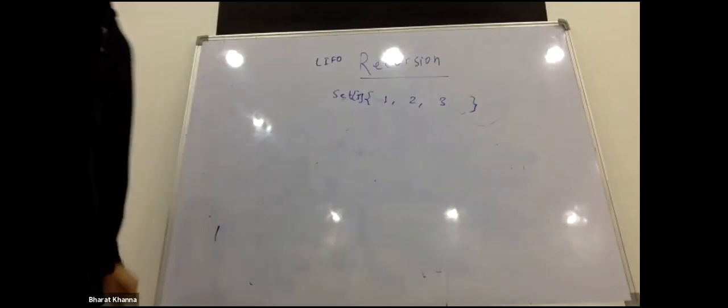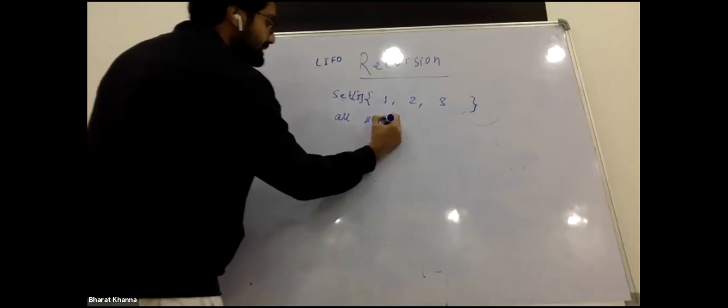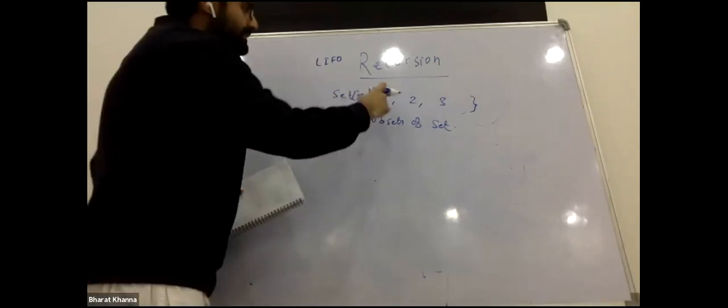Now the question says that I want to print all subsets of this set. Okay, I want to print all subsets of this set. So do you all understand what a subset is? Okay, cool. So can you tell me some subsets of this set?